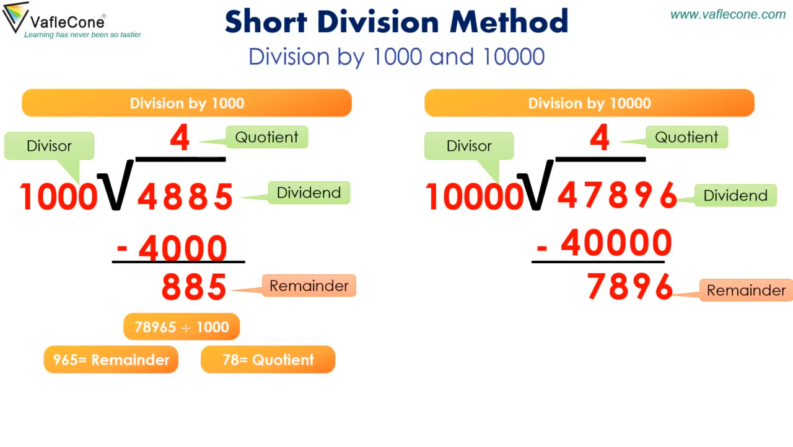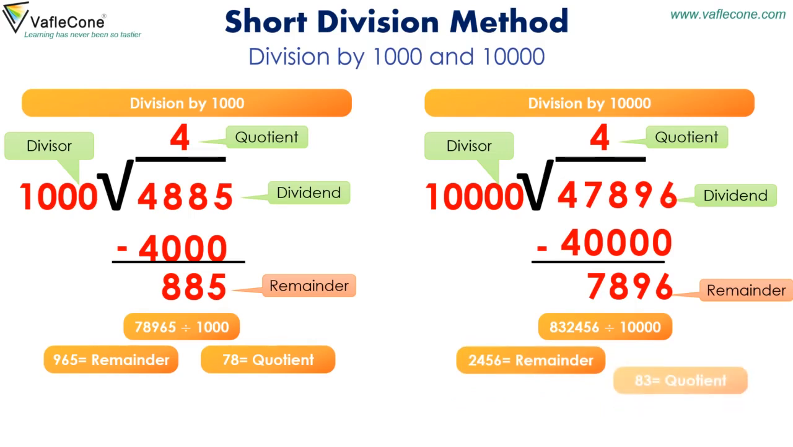form the remainder and digits at other places form the quotient. For example, 8,32,456 is divided by 10,000. Here 2,456 is the remainder and 83 is the quotient.